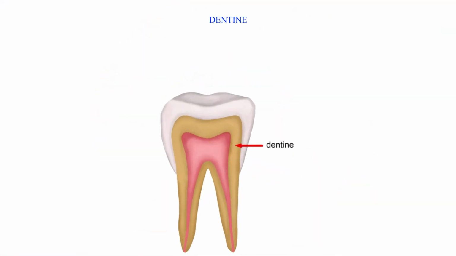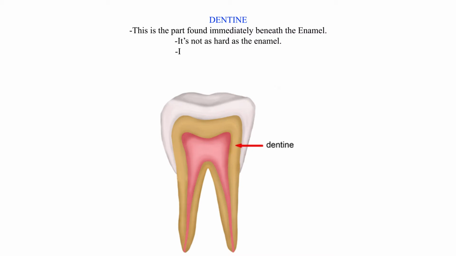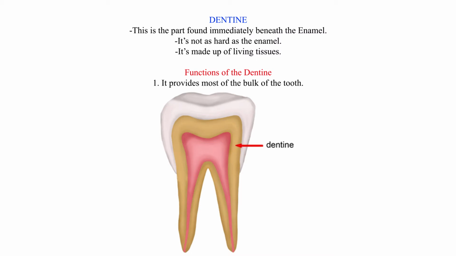Dentine. This is the part found immediately beneath the enamel. It's not as hard as the enamel. It's made up of living tissues. Functions of the dentine. 1. It provides most of the bulk of the tooth.